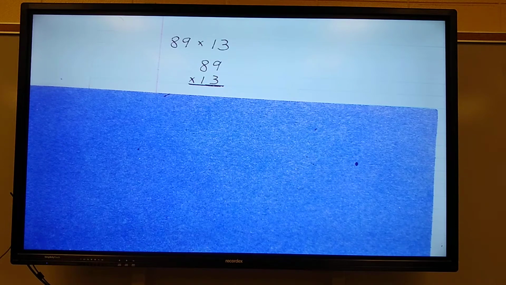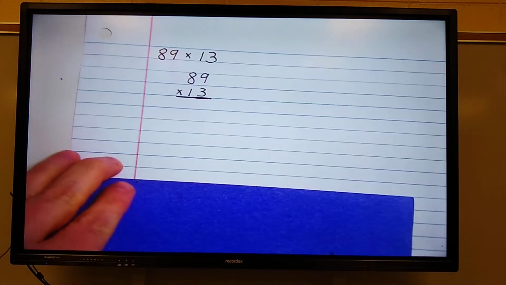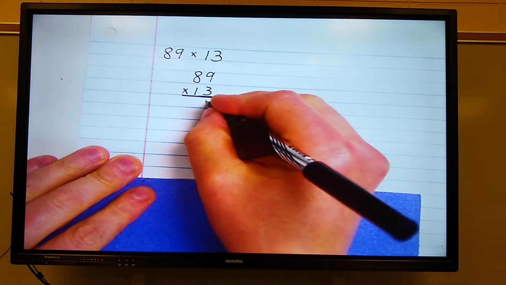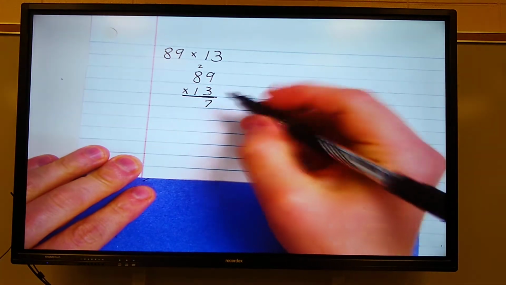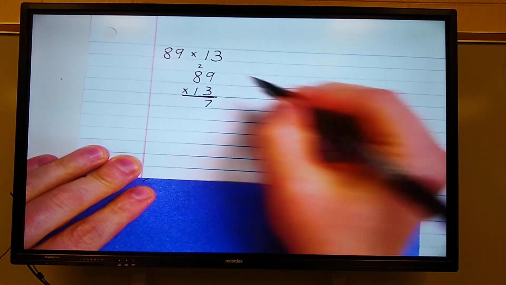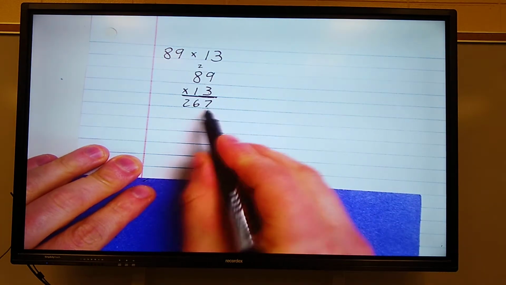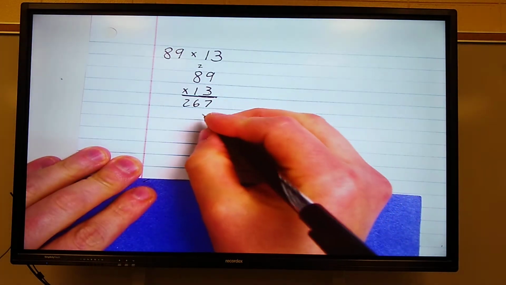All right, let's see how bad you did. 3 times 9, 27. Bring down the 7, carry the 2. 3 times 8, 24. Plus 2, 26. Your first row should be 267. Bring down a 0.